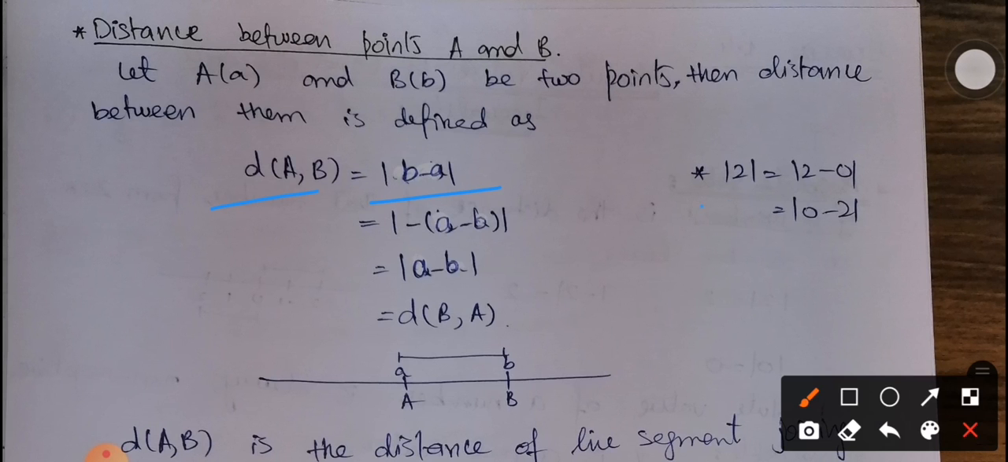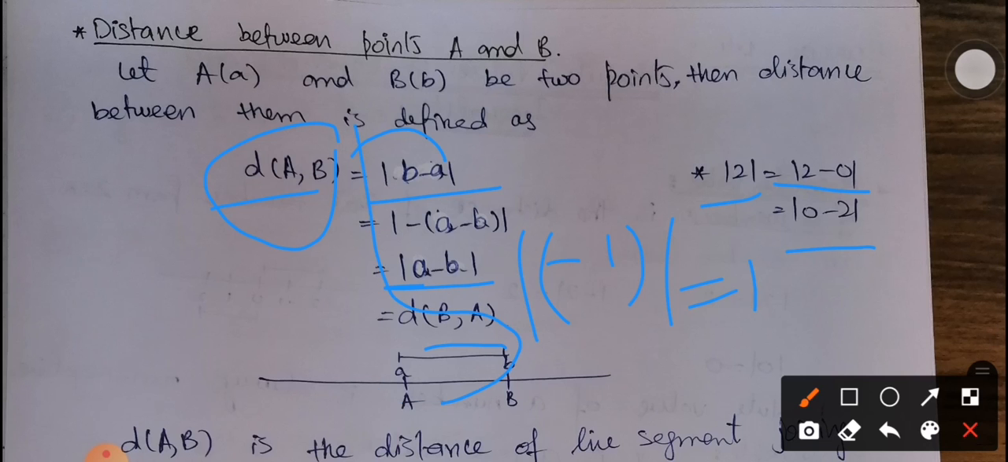As we talk about, the absolute value of 2 is the distance of 2 from 0 on the number line, and we can write it as the mod of 2 minus 0, or the mod of 0 minus 2. Similarly, to find the distance between A and B, we write the mod of b minus a, which we can write as the mod of negative times (a minus b), and it will be equal to the mod of a minus b, because the mod of a negative sign will always give a positive number. So this is a minus b, which is the distance of B from A.